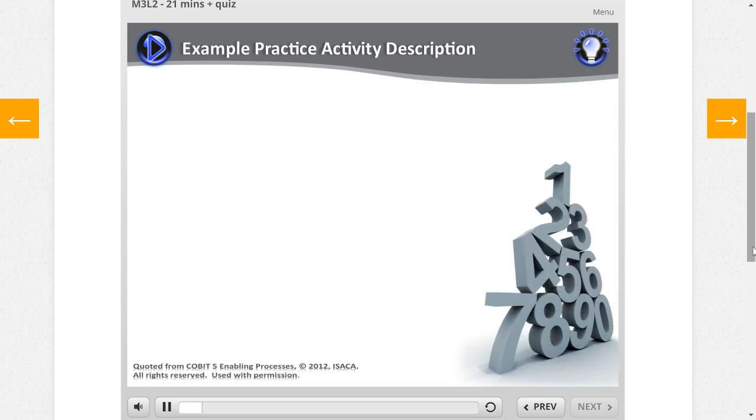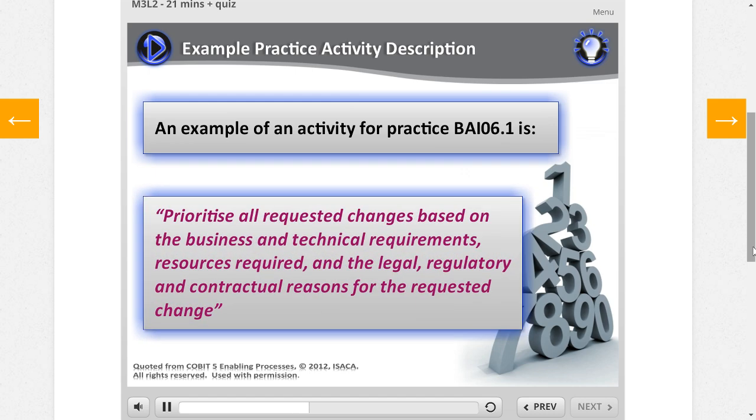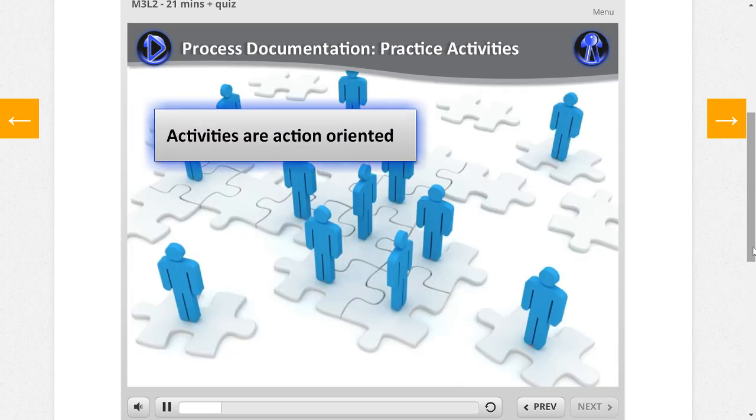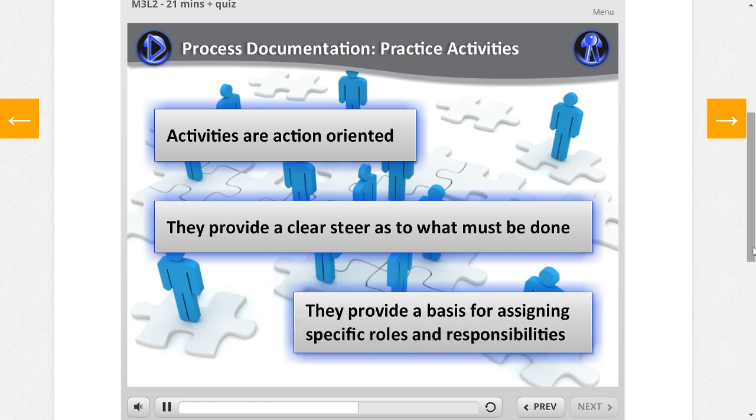Several activities are described for each practice. In the case of Practice BAI 06.01, 7 activities are described. For example, Activity 3 is prioritize all requested changes based on the business and technical requirements, resources required, and the legal, regulatory, and contractual reasons for the requested change. This provides much clearer guidance because it specifies the criteria that should be used to prioritize a change. Activities are action-oriented. They provide a clear steer as to what must be done. As such, they provide a basis for assigning specific roles and responsibilities.